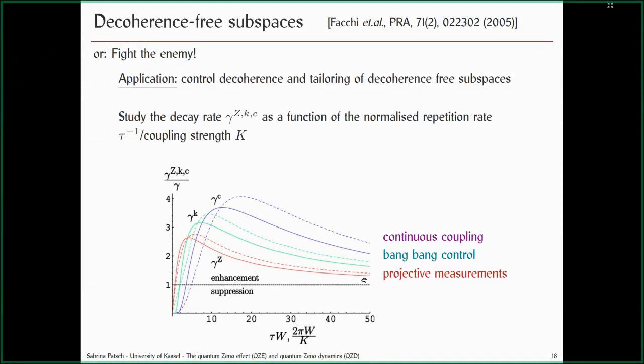It's naturally decaying. But if we are below 1, then our induced decay rate or our resulting effective decay rate is smaller than the natural decay rate. So we suppress the decoherence. Or we can also say we have the Zeno effect. If we are above that line, we have an enhancement. So the effective decay rate is larger than the natural decay rate, which can also be called the anti-Zeno effect. And here you see three different curves for the three different control methods that we talked about. So we have the projective measurements at the bottom in red, then the bang-bang control or the unitary kicks, and on top we have the continuous coupling.